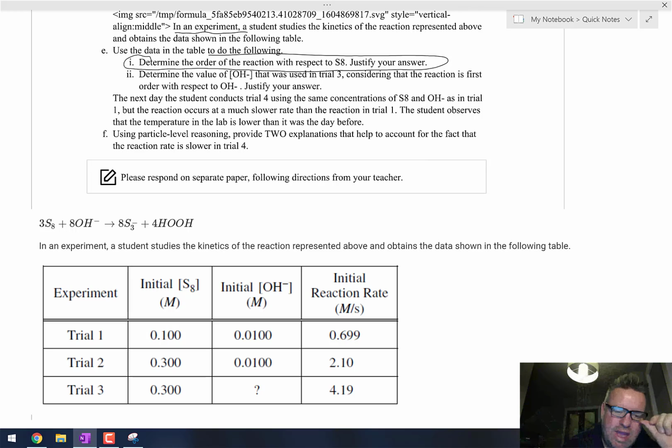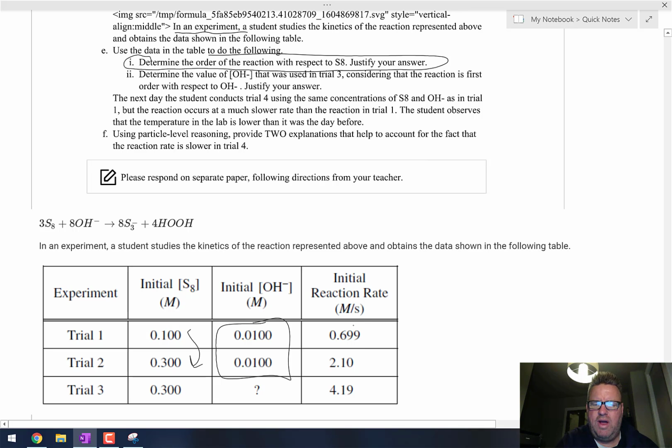You can't look at this and go, okay, OH minus stays the same, S8 goes up by a factor of 3, and then, oh, what does that go up by? In real science, the numbers aren't going to be perfect. Most of the examples you see will be, but here, it's safe to say that's really close to 0.7, and 0.7 times 3 equals 2.1.